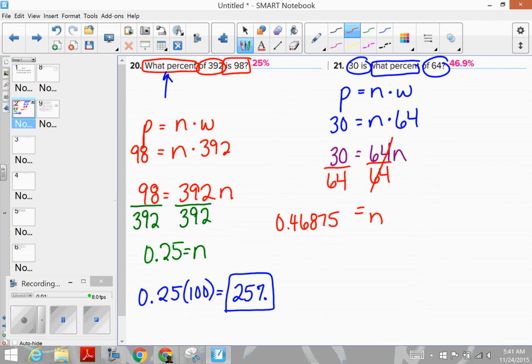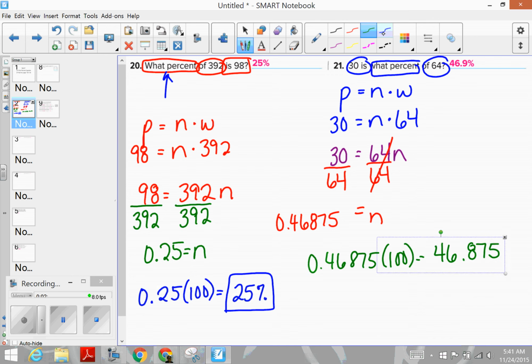0.46875 equals n. So the first thing I'm going to do is I'm going to turn that into a percent that I'm going to round. So 0.46875 times 100, that's going to equal 46.875. Now we want to round to the nearest tenth, so it's supposed to stop at one decimal place. You look to the 7, does it make the 8 go up or stay the same? Makes it go up, so 46.9%.